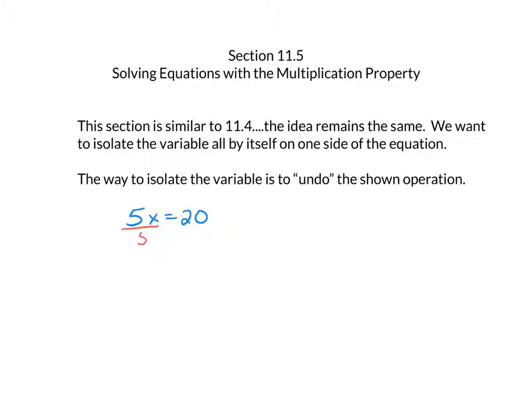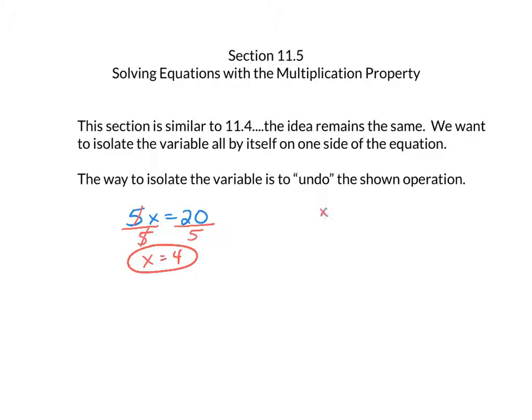If I divide the left-hand side by 5, the 5 divided by 5 cancels. I'm just left with the x. But if I divide the left side by 5, I have to divide the right side by 5. 20 divided by 5 gives me 4, so the final answer to this is x is equal to 4.